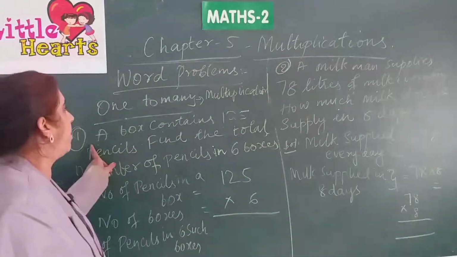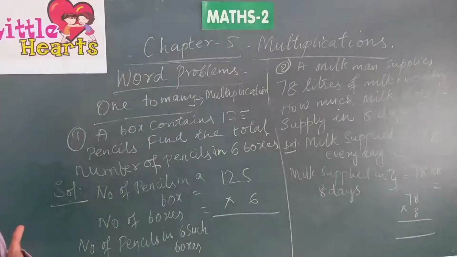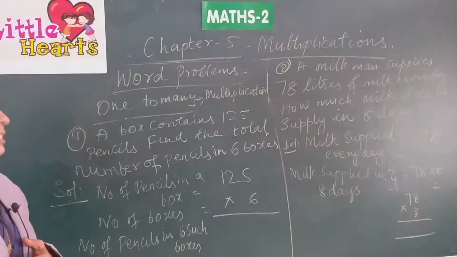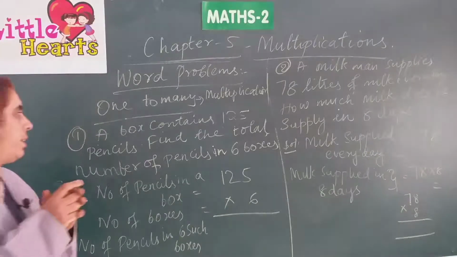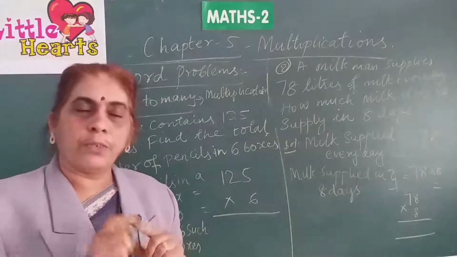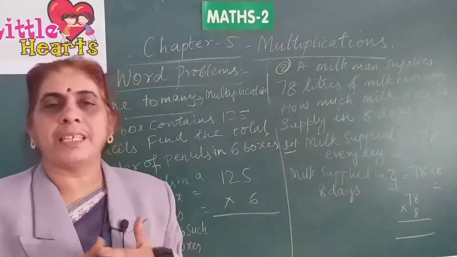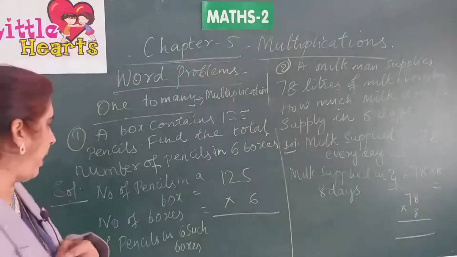Now here also, a box contains 125 pencils. Find the total number of pencils in 6 boxes. So the quantity of pencils in one box is given and you have to find the number of pencils in 6 boxes. One to many, always multiplication.